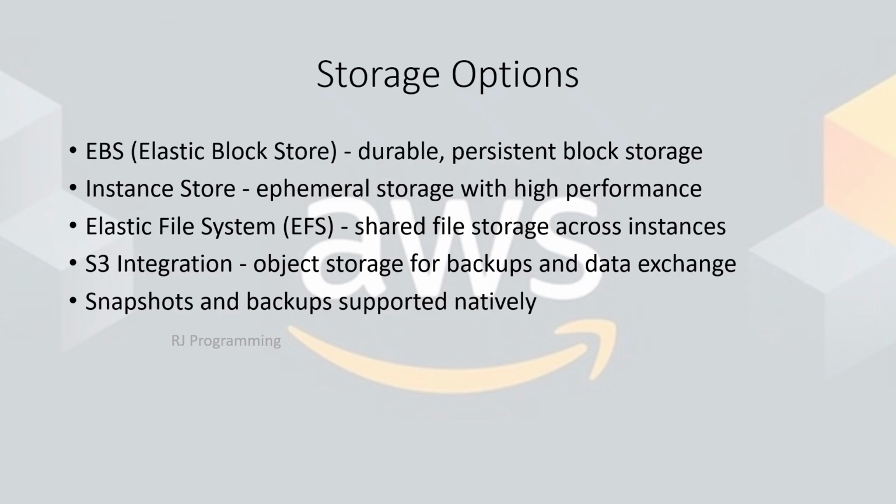And similarly, EFS is a file system you can mount across multiple EC2 instances. It's like having a shared drive for distributed applications. EC2 also integrates seamlessly with S3, which is AWS's object storage. Many people use S3 to back up EBS snapshots or share data between instances. These flexible options make EC2 suitable for a wide range of workloads.